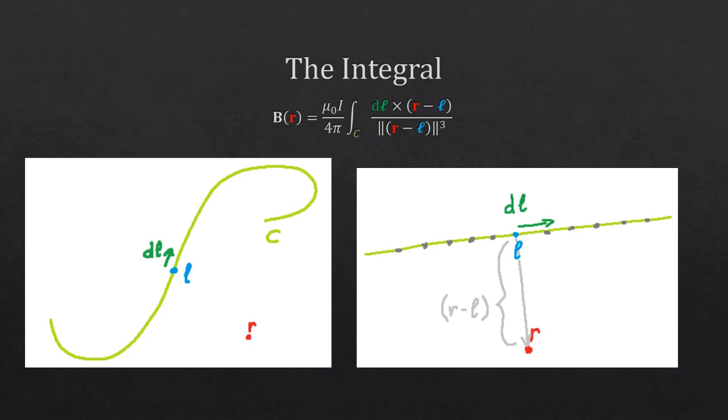Every integral requires a differential. The symbol dl is the differential form of L. This tells us the infinitesimal change of L at a point on this curve. You can see it shown as a small green arrow.